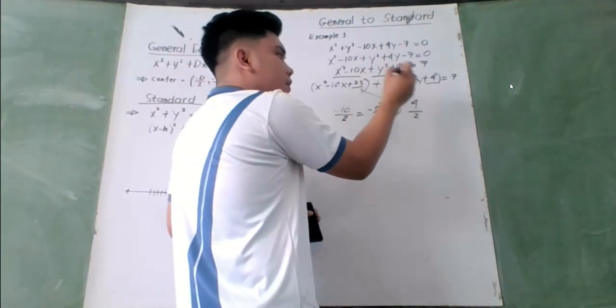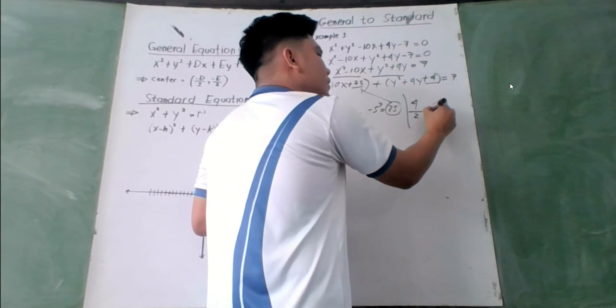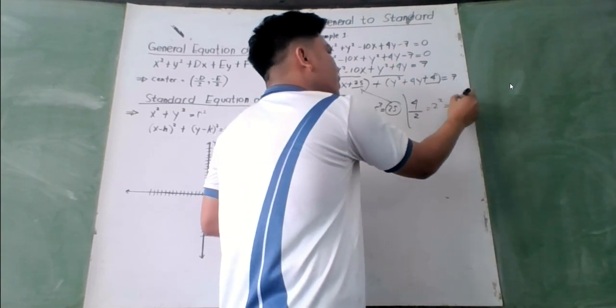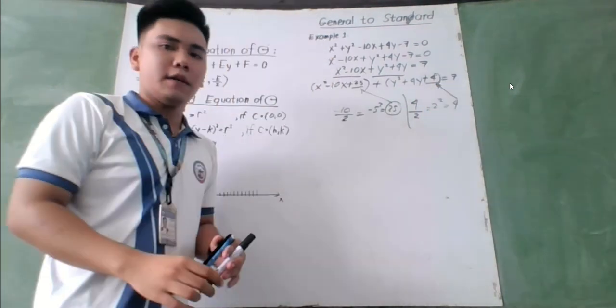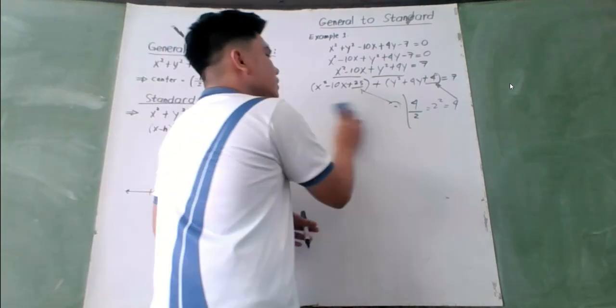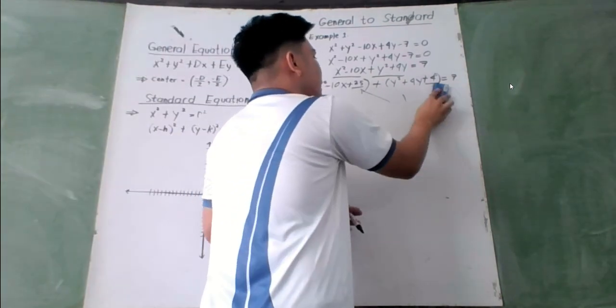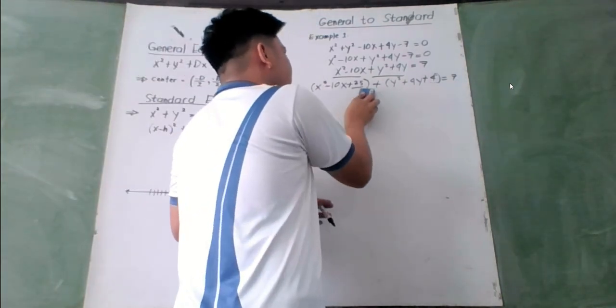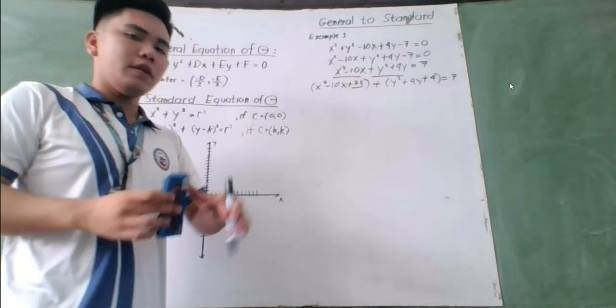That is being put here. Also, 4 divided by 2 is 2, squared is equal to 4. That is being put here. Okay, so that is how you solve it. Next step, let us really do this step by step.